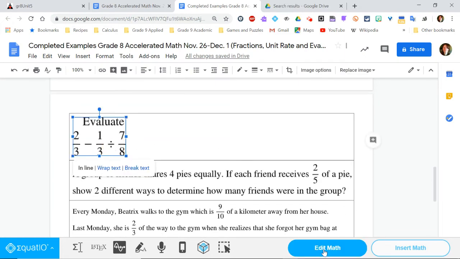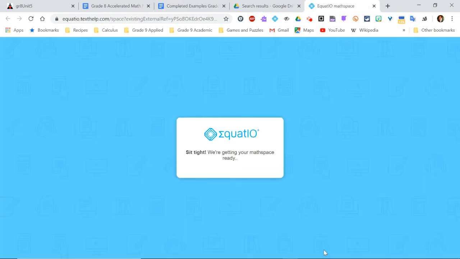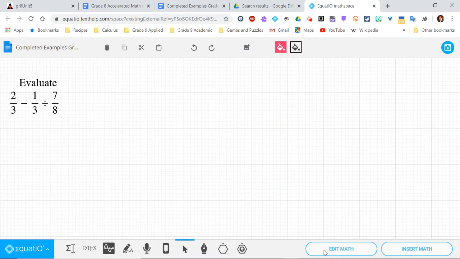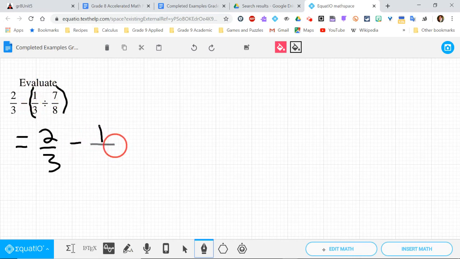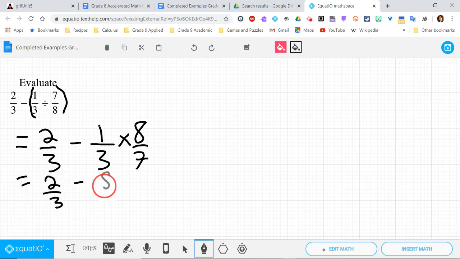All right, now this one here, we've got a little bit more going on. So I'm going to hit Edit Math. We really need to follow BEDMAS no matter what type of values we're looking at. So when I'm looking at this right here, I'm going to hit my pen tool. So equals 2 over 3 minus. It's like I have a bracket around here telling me that this is what I need to do first. So that 1 over 3 is going to stay as is, and I'm going to multiply by 8 over 7. So this is going to give me 2 over 3 minus 8 over 21.